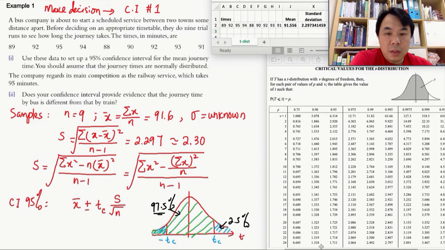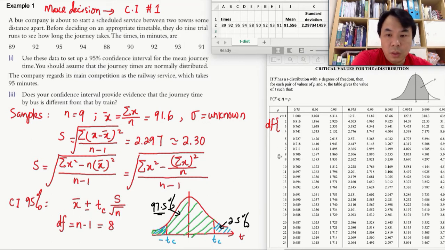Other than knowing it is 97.5%, because we are using the student T distribution, we must also identify the degree of freedom. The degree of freedom here, I'm going to write down as df. The degree of freedom is given by this formula, n minus 1. We know that the sample size is 9, so therefore our degree of freedom is 8. On the table itself, this section represents the degree of freedom. Now we are ready to read the critical value that represents this 95% confidence interval.